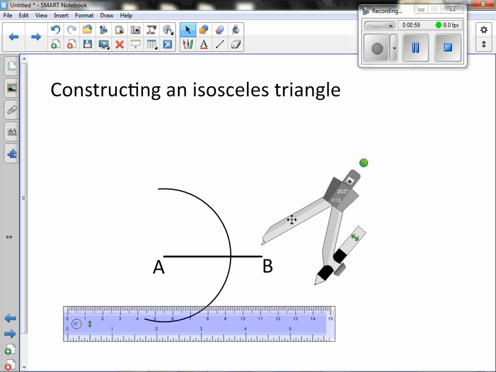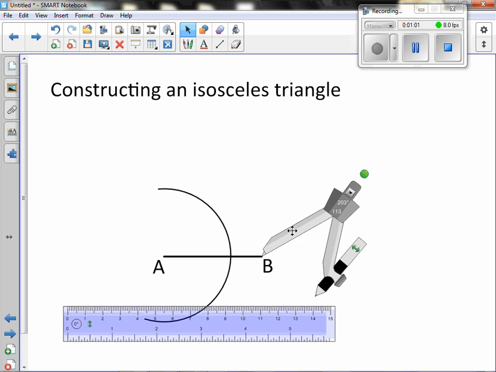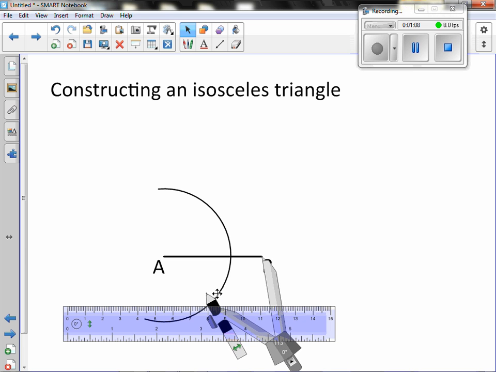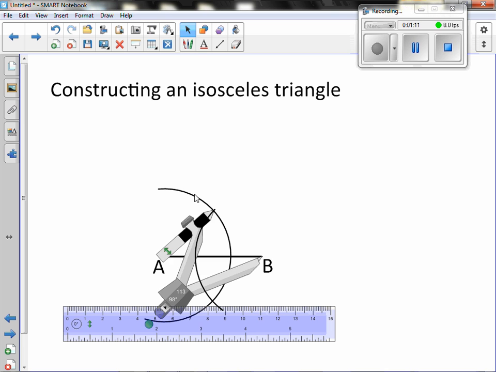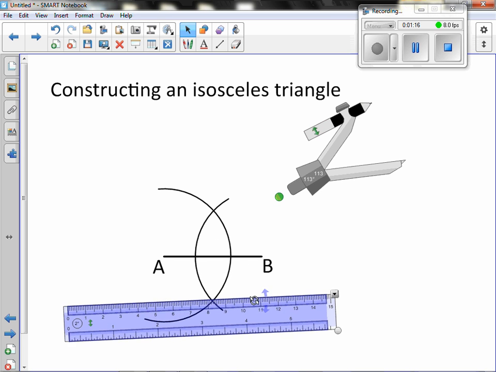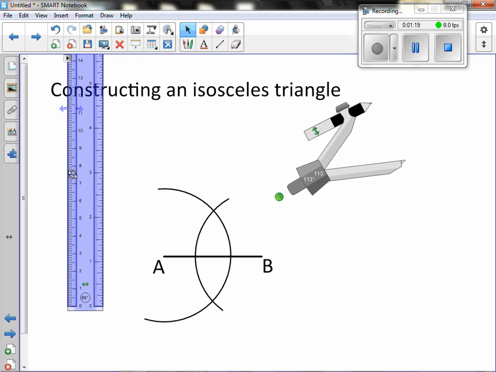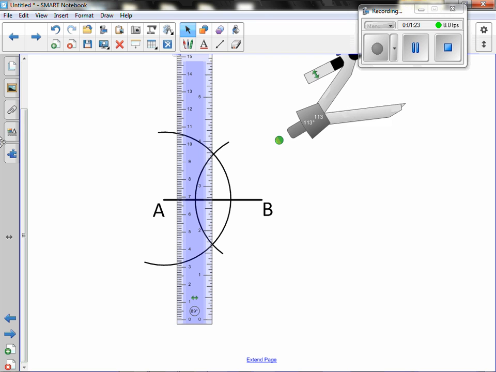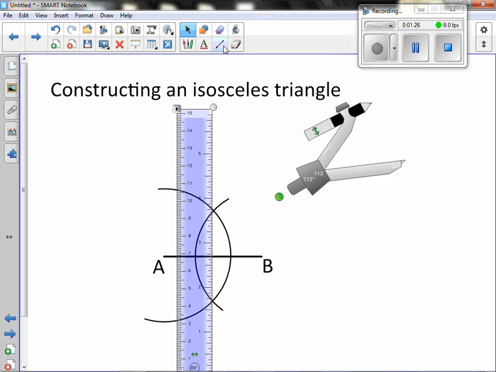Now I'm going to keep my compass the same width and move my endpoint to B. And I'm going to mark where my compass crosses the other arc that I had already made. It crosses at 2 intersection points. And if I join them, then we know that this line that I just drew is the perpendicular bisector of segment AB.